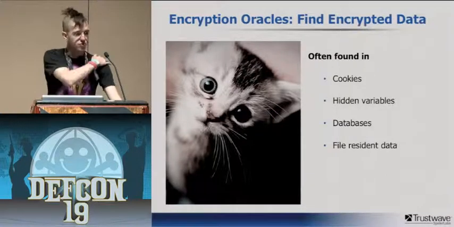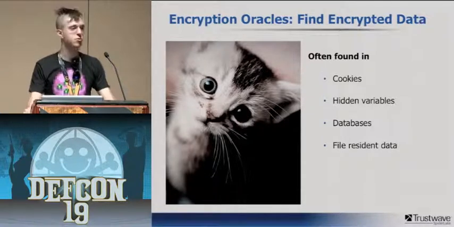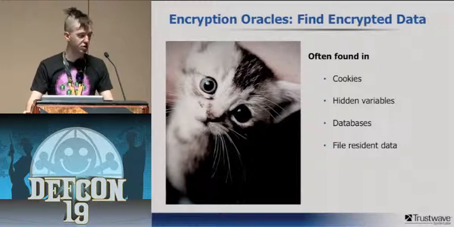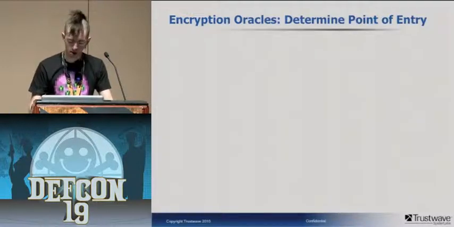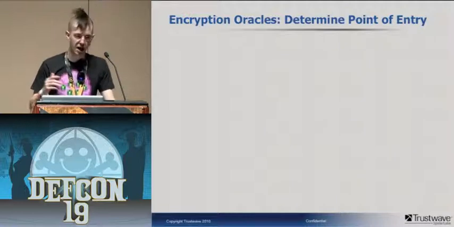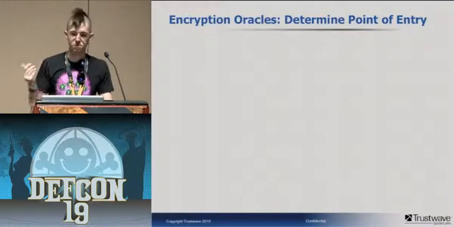So again, we're looking for encrypted data when we're talking about encryption oracles, but in this particular case, we're looking for it as output as opposed to as input. You'll frequently find this sort of thing in cookies and hidden variables, in databases and file resident data. And then the next thing that you're going to need to do is to determine the point of entry. So when you're looking at this encrypted output, usually it'll have some identifying information, like maybe it'll be a variable that's in a hidden field, and that variable will be named pet's name.